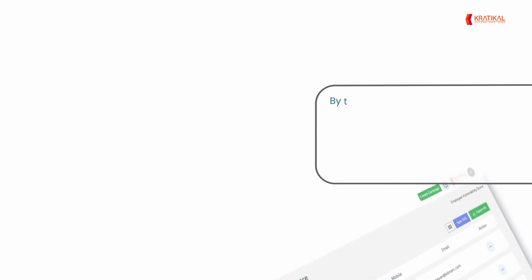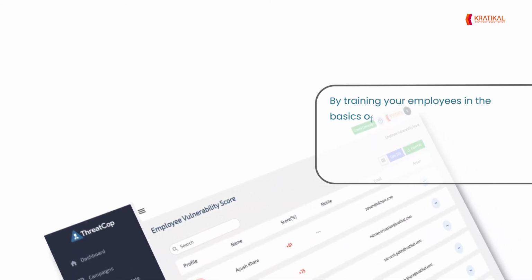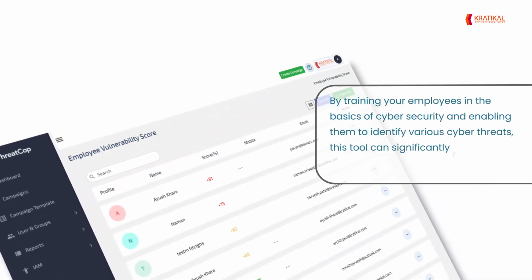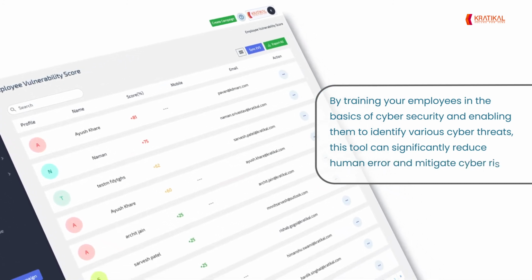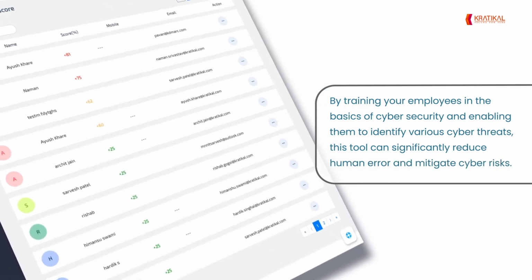By training your employees in the basics of cybersecurity and enabling them to identify various cyber threats, this tool can significantly reduce human error and mitigate cyber risks.